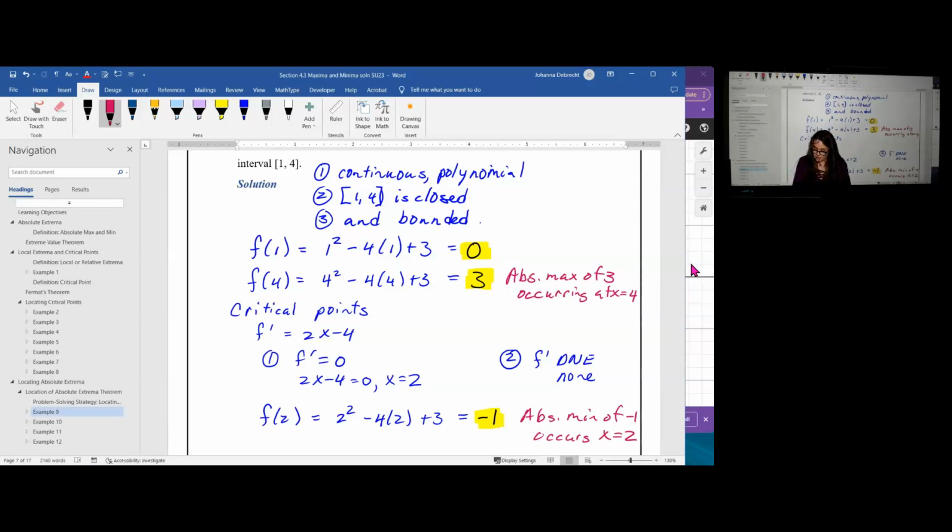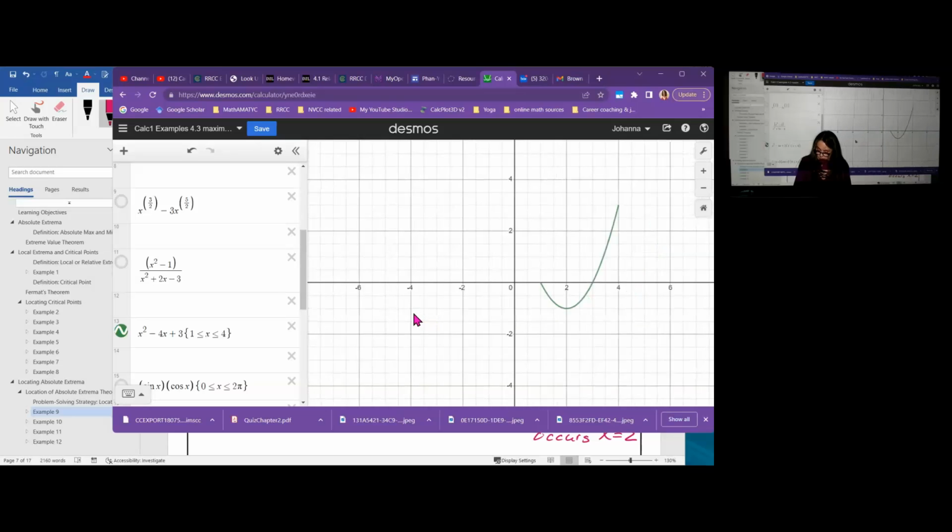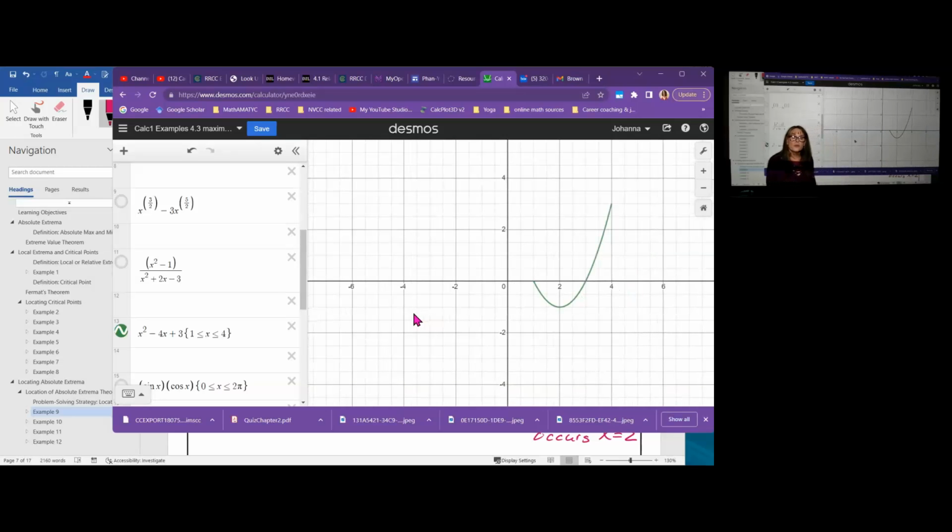Let's look at the graph and confirm. You'll note in this particular one that I only graphed over the closed interval. We do have an absolute maximum up here, located when x equals 4. And the absolute maximum is the y value, which is 3. We have an absolute minimum of -1 occurring at the x value 2.